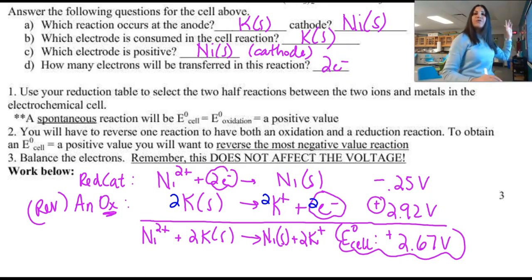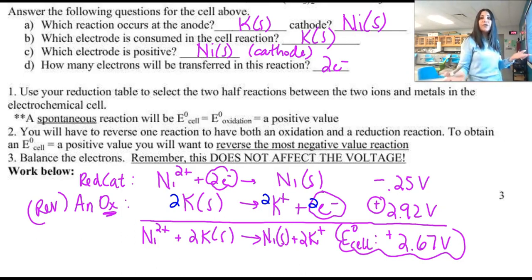All right, so you use your reduction table. A spontaneous reaction should have an E cell that's positive. You're going to have to reverse one of the reactions. It's the one that's lower on your E cell chart or has a lower voltage value. And then balance your electrons, and remember, it doesn't affect the voltage.